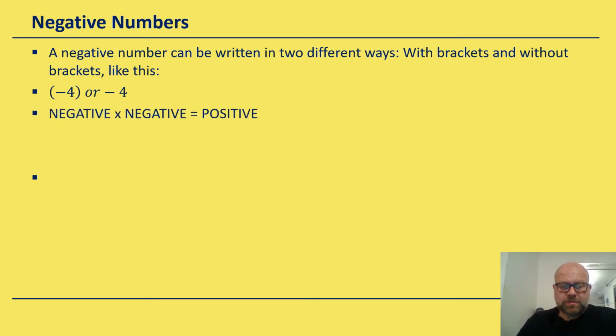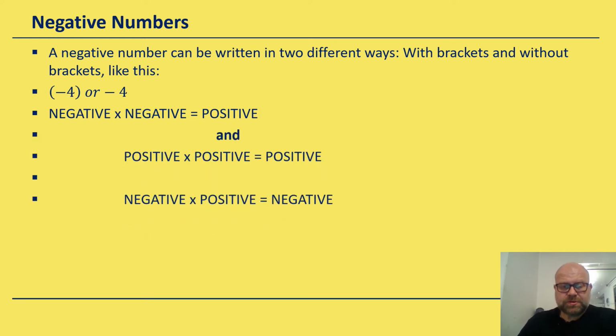A negative number times a negative number gives a positive. A positive number times a positive number gives a positive. A negative times a positive is negative, and a positive times a negative is negative. So just think about this: if the signs are the same, negative negative, or positive positive, you get positive. And if the signs are different, you get negative.